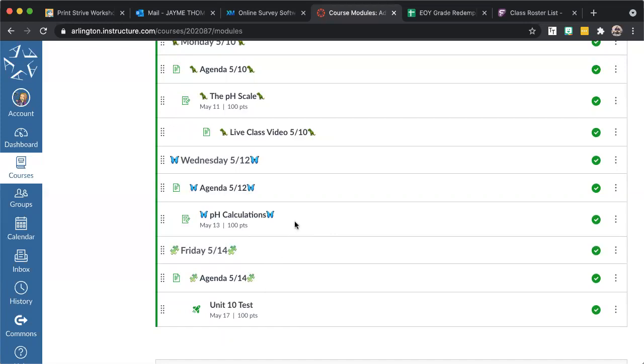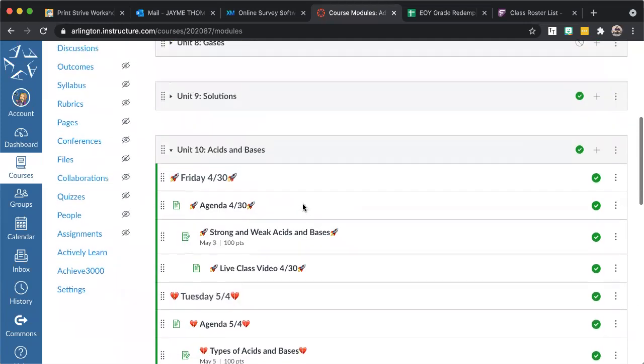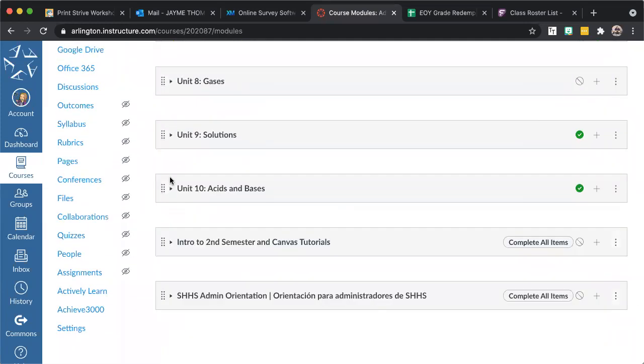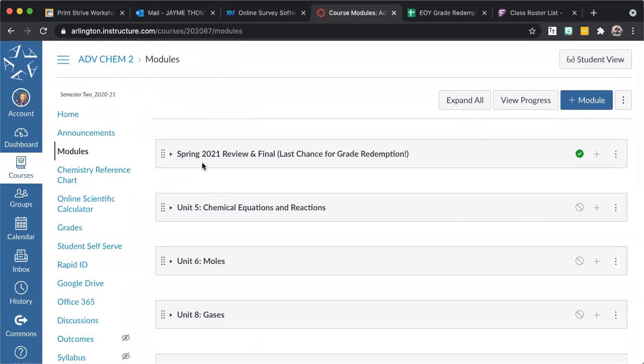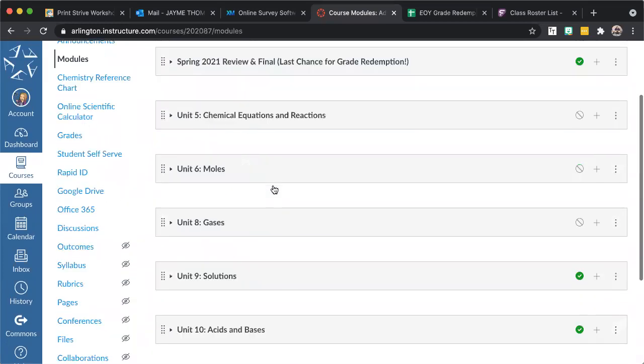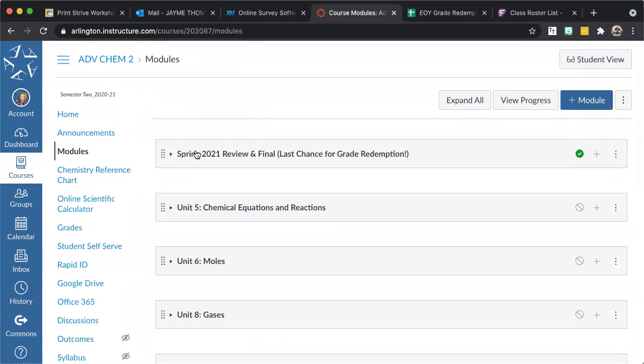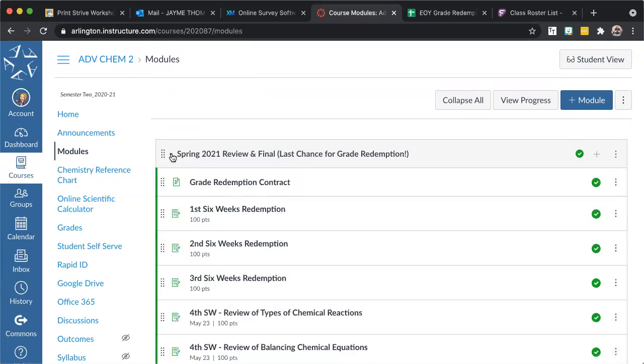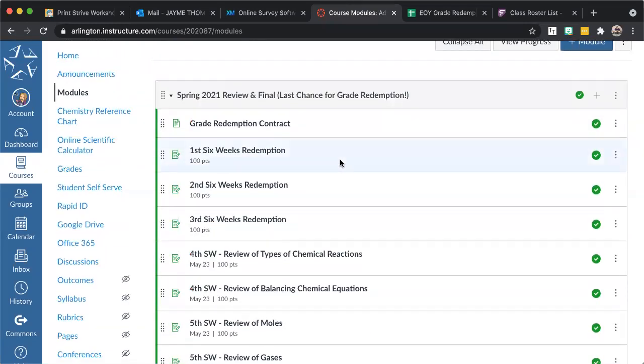Before we get into the lesson today, the other thing I wanted to mention is, if I'm going to kind of collapse this unit. So if you go on y'all's Canvas right now, all y'all can see is Unit 9, Unit 10, and then you can see this module that's at the top. This is the new one. So this is for our review and final exam. And this is also serving as kind of the last chance for anybody that needs grade redemption.